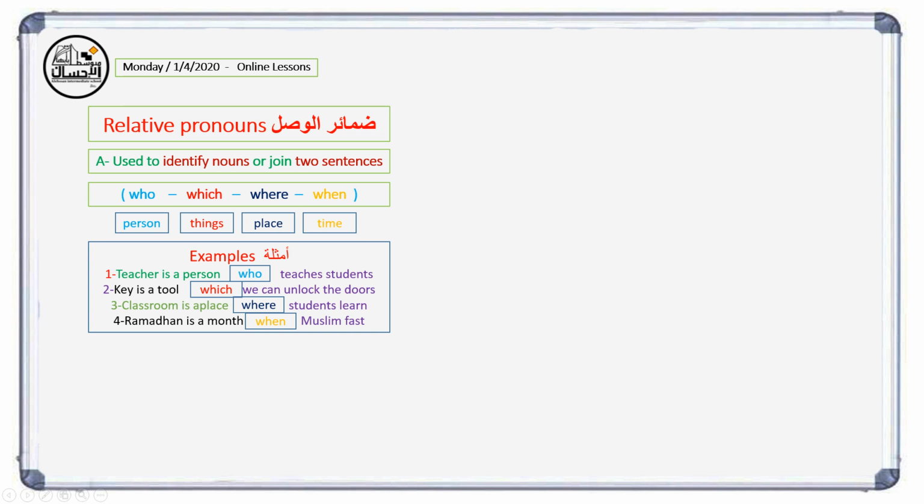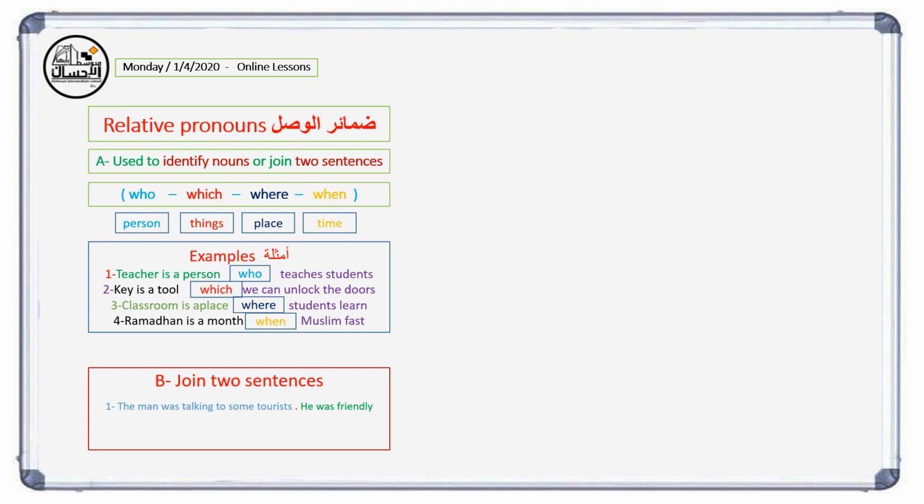There is another one, which is joining two sentences. This is A and this is B. Look at this example: The man was talking to some tourists. He was friendly. I'm going to join the two sentences using who, because I'm talking about a man. A man is a person, belonging to the human category. So the joined sentence is: The man who was talking to some tourists was friendly. So this is what belongs to the relative pronouns.